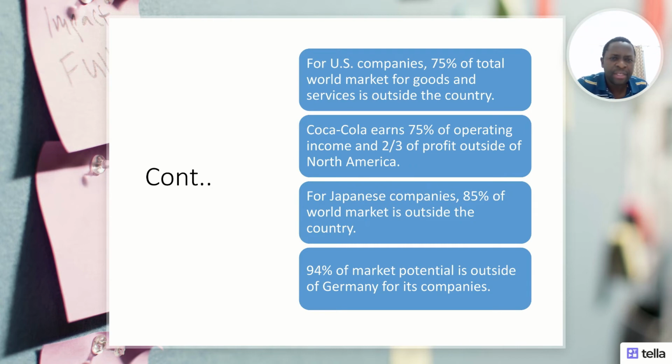Research is showing that 75% of the total world market for goods is outside the USA. Companies like Coca-Cola earn 75% of operating income, two-thirds of their profit, outside North America. The same applies to Japanese companies: 85% of the world market is outside their country. And 94% of market potential is outside of Germany for its companies.